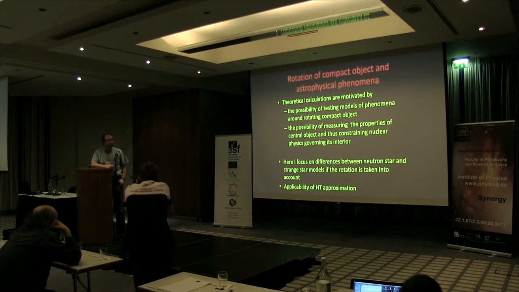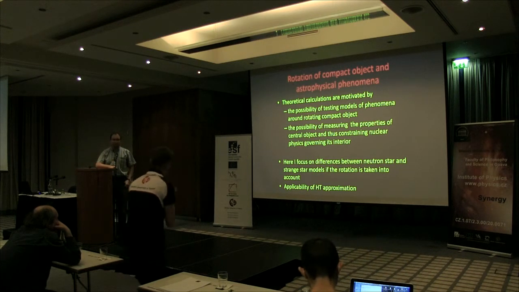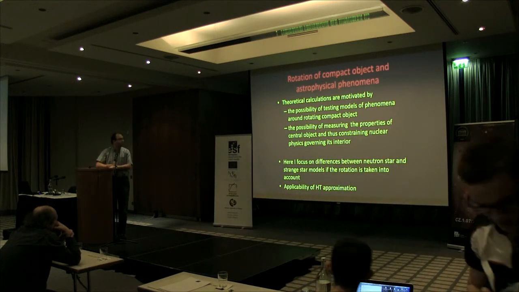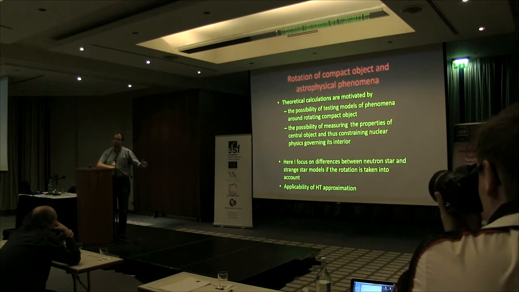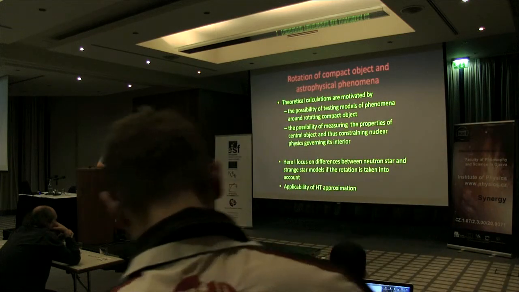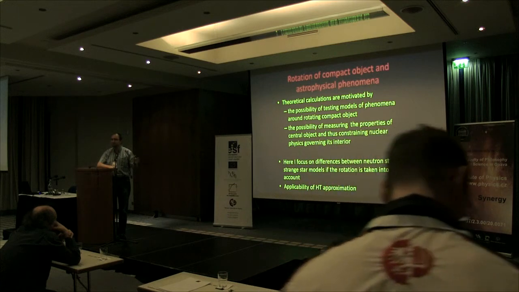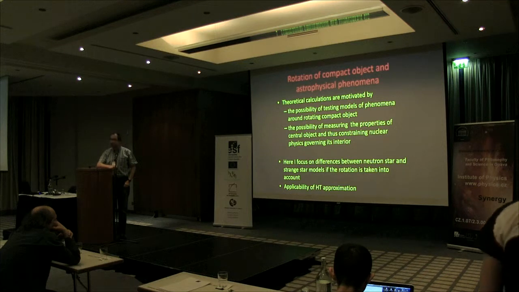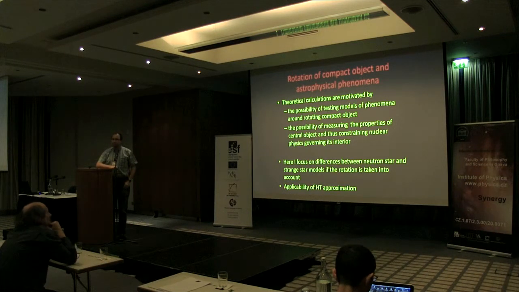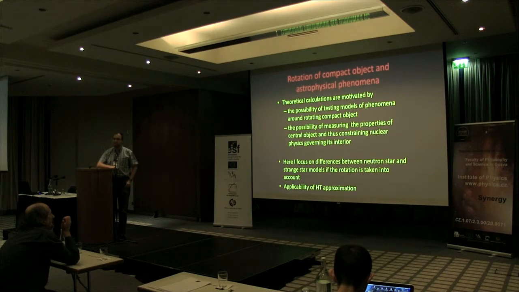And so the theoretical calculations that we have done are motivated by the possibility of testing astrophysical phenomena around rotating compact stars. This means that we simply calculate the mode properties of the rotating neutron stars. We look which of these properties are parameters of the external spacetime, and we look how these objects affect the external spacetime and how this affects the astrophysical phenomena that are happening in the spacetime. And we hope that this could help us to put some constraints on the models of astrophysical phenomena, and that we could narrow the possible models for explanation of this phenomena.